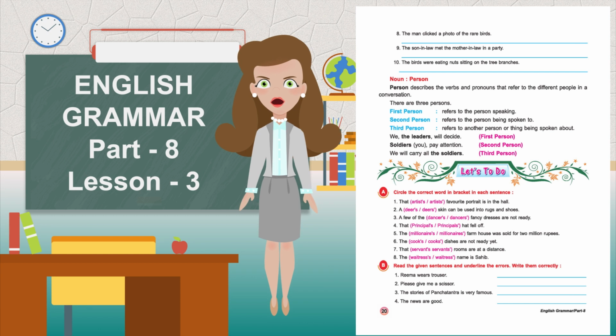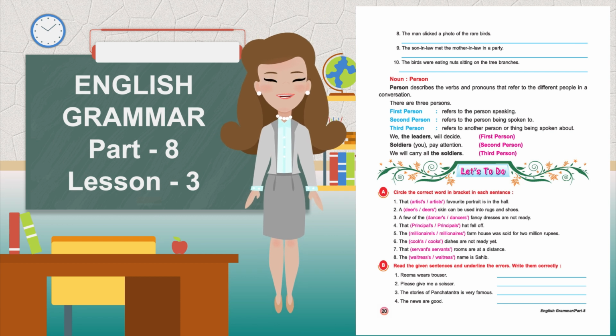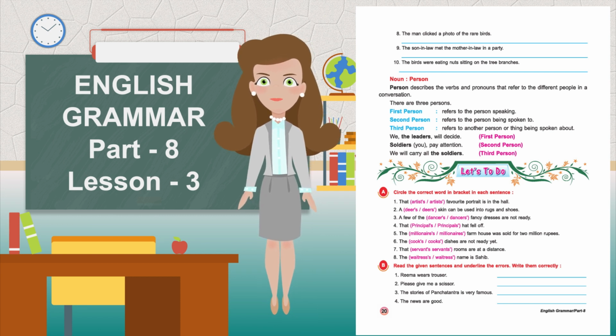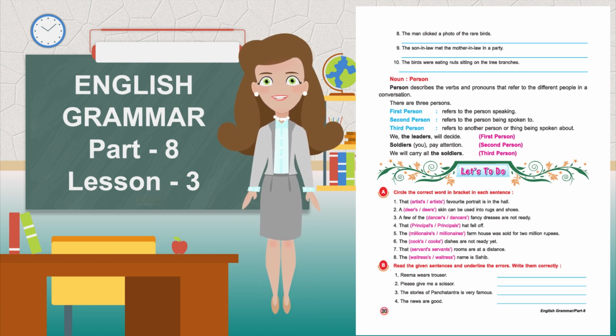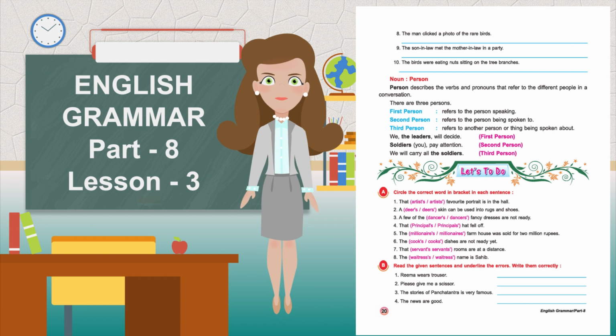Noun, person. Person describes the verbs and pronouns that refer to the different participants in a conversation. There are three persons. First person refers to the person speaking. Second person refers to the person being spoken to. Third person refers to another person or thing being spoken about.